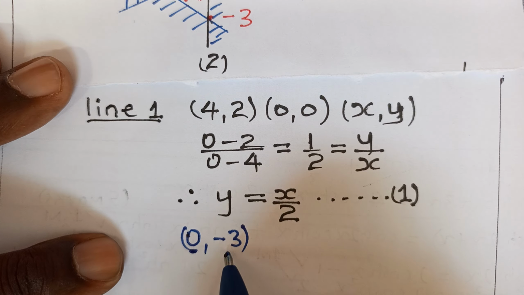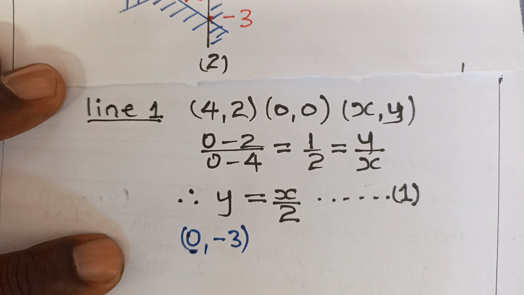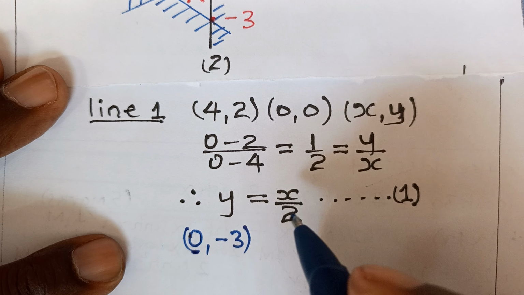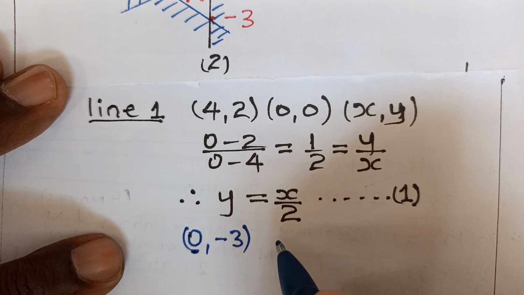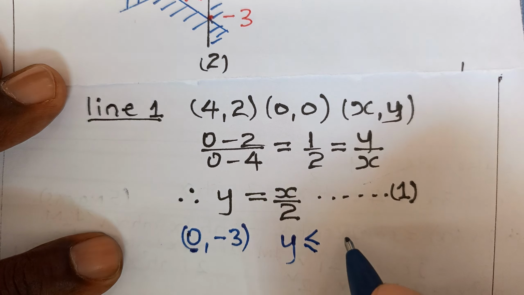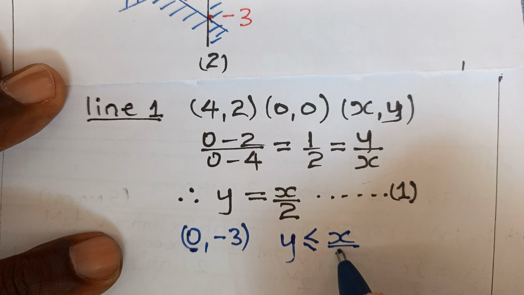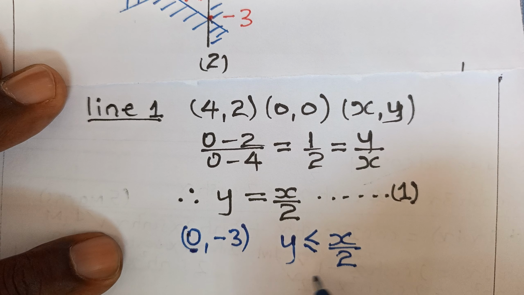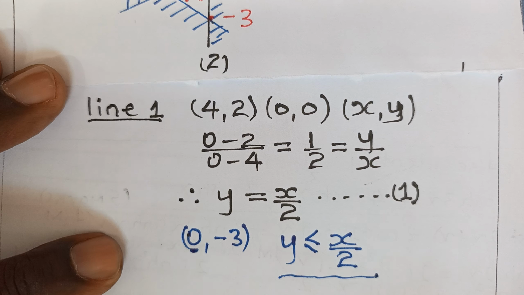And so the point I have chosen, which is in the desired region, has y always less than the y on that line. And so y should always be less. Therefore, our inequality is going to be y less than or equal to x over 2. And so this is my inequality for the first line.